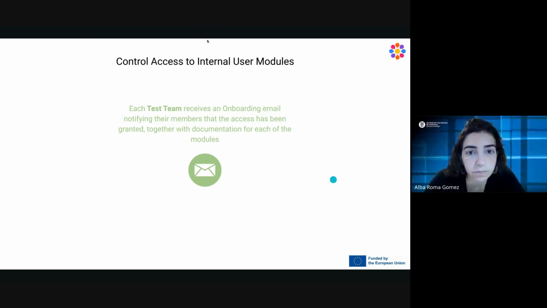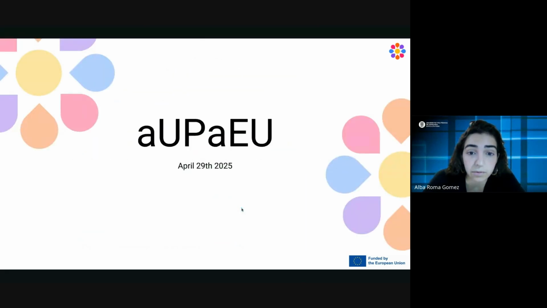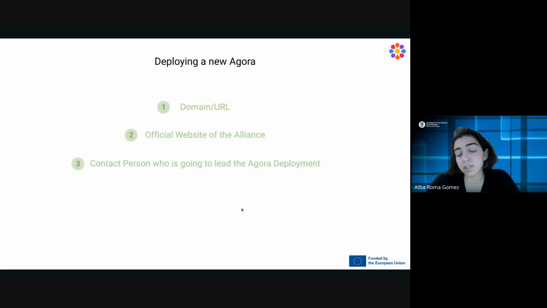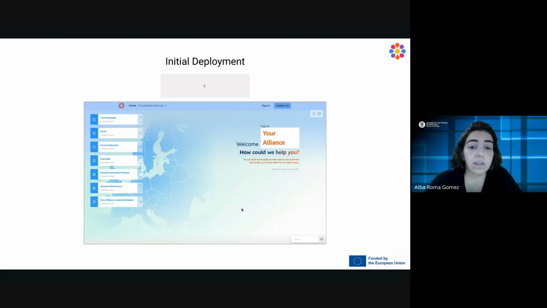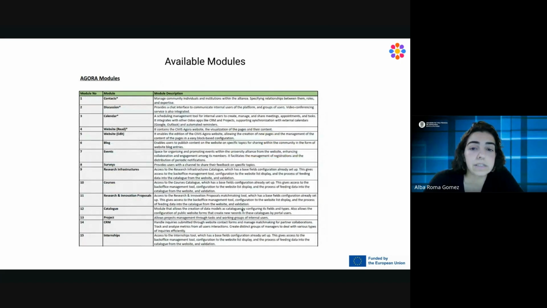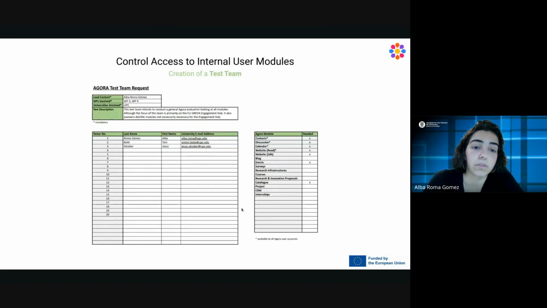So yes, onboarding a new alliance would work this way, no? For us to deploy it initially is quite simple, and then giving specific access to users would be through this sheet. And then if specific training is required, we can schedule other sessions.